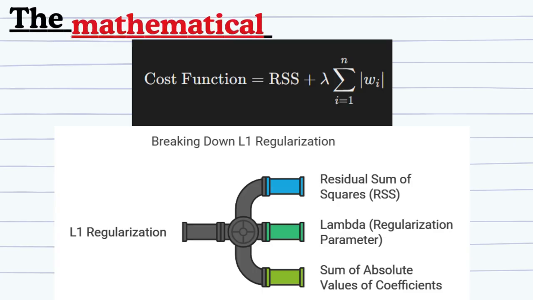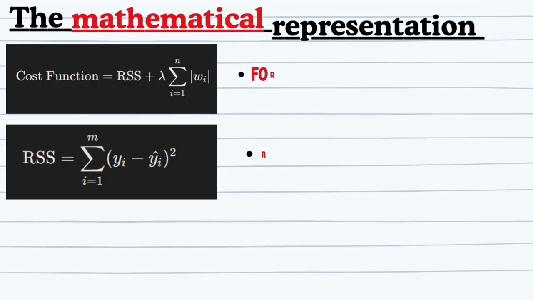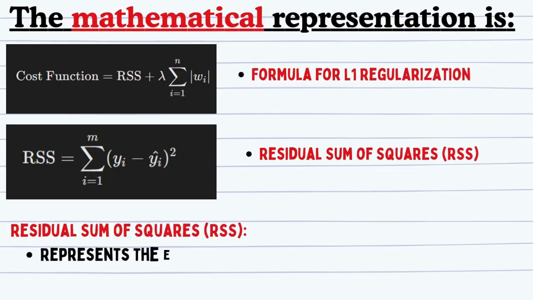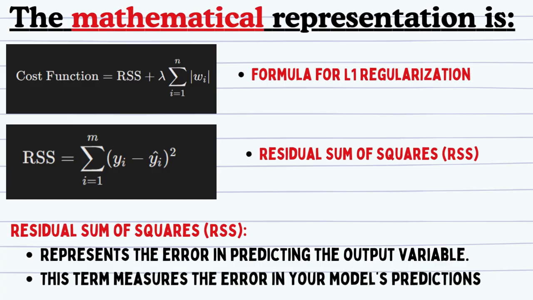The mathematical representation is the formula for L1 regularization, lasso regression. The formula for the cost function in L1 regularization is given by the following. Let's break this down term by term. Residual sum of squares, RSS. This term measures the error in your model's predictions. It is defined as the sum of the squared differences between the actual values, y_i, and the predicted values, ŷ_i, from your model. The goal of a regression model is to minimize this error term, ensuring accurate predictions.